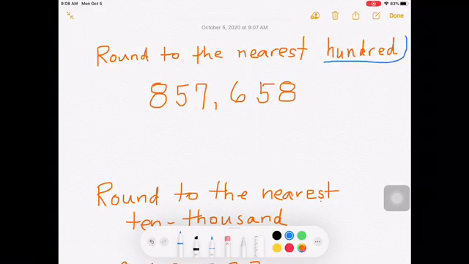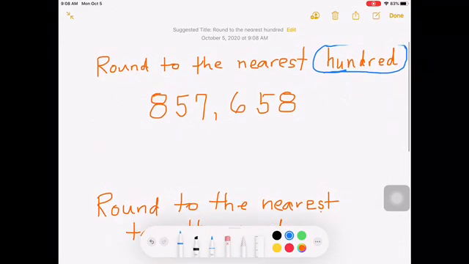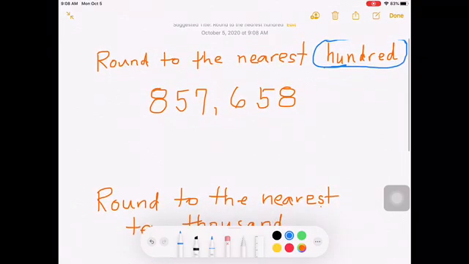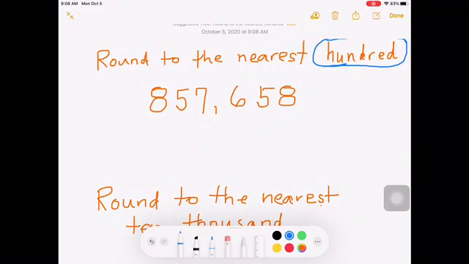I'm going to circle that. I need you to do the same. We are rounding to the nearest hundred to help us remember what it is that we are rounding to. After we decide what we are rounding to, we have to look into our number. Our number is 857,658. We need to underline the place value that we are rounding to.